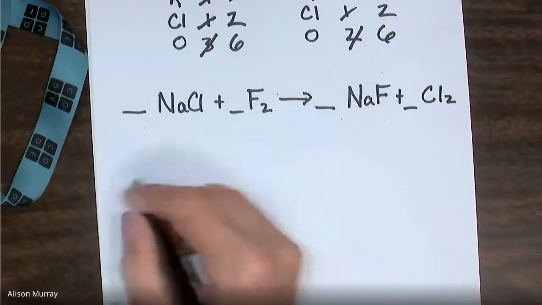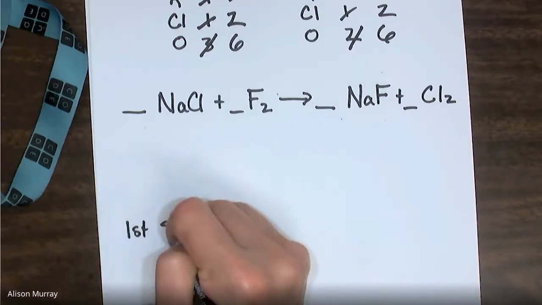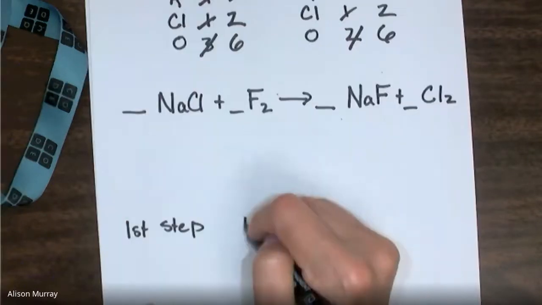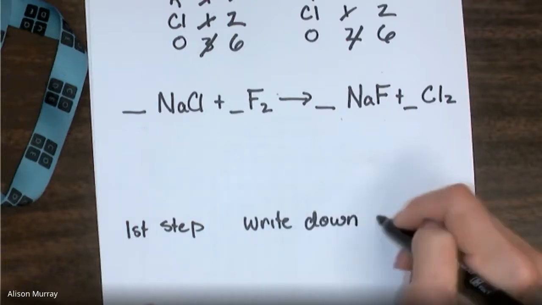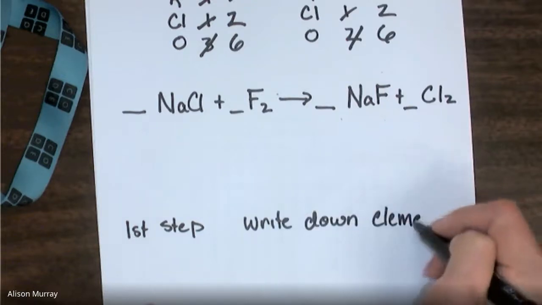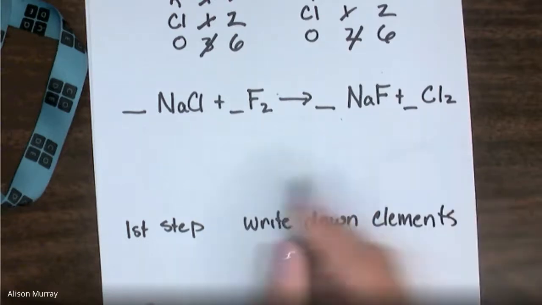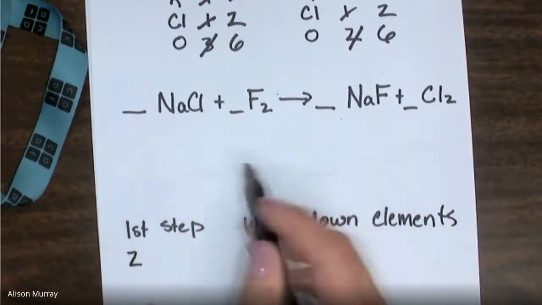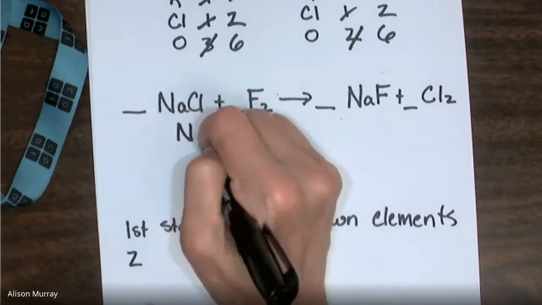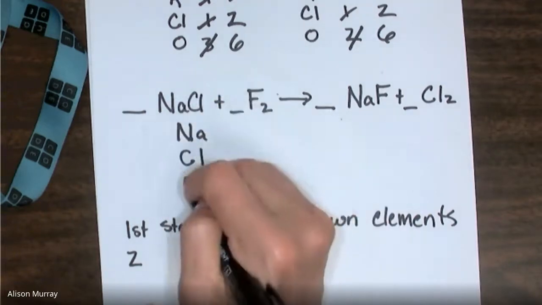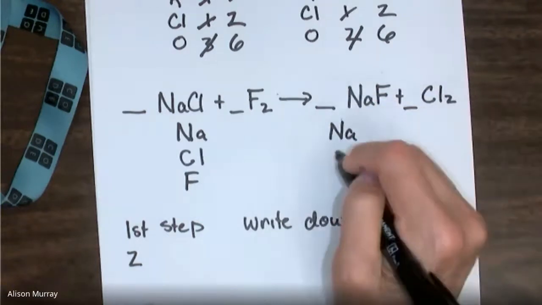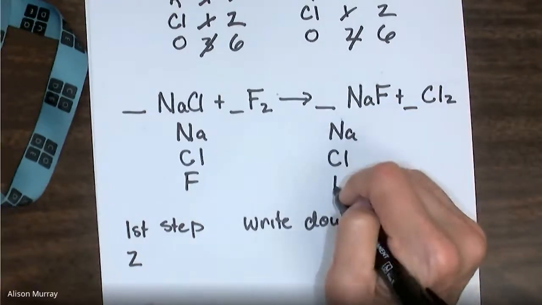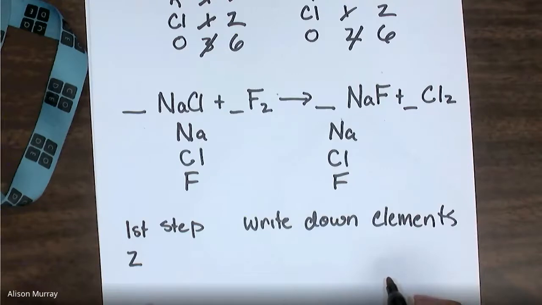So the first step is write down the elements. And then the second step, so let's do the first one first. We have Na, we have Cl, we have F. We have Na, we have Cl, and we have F. Always have to have the same ones on both sides.